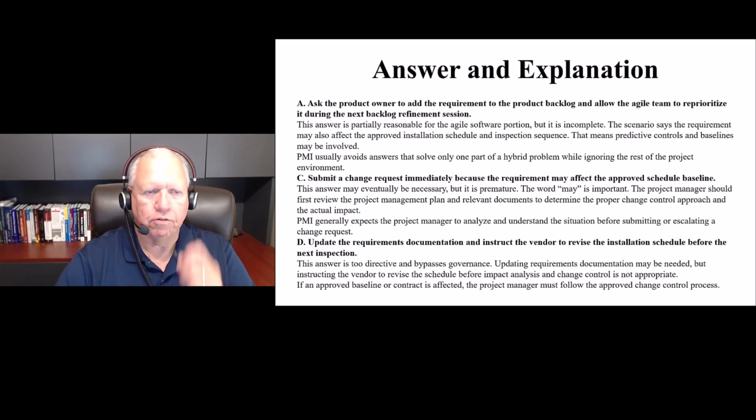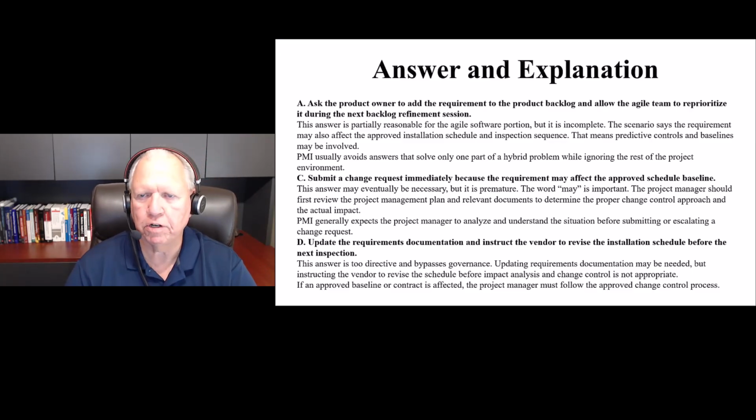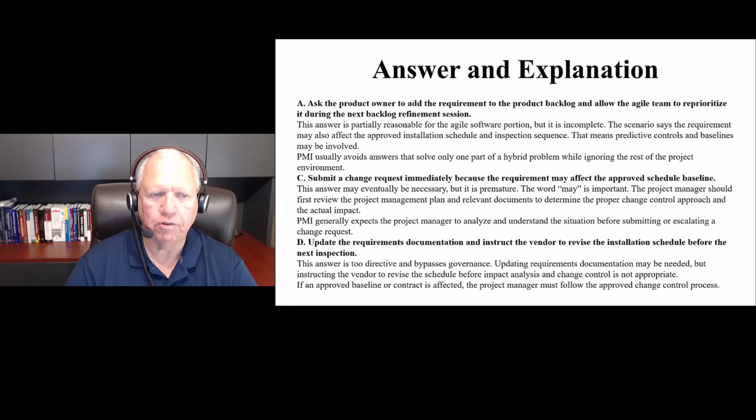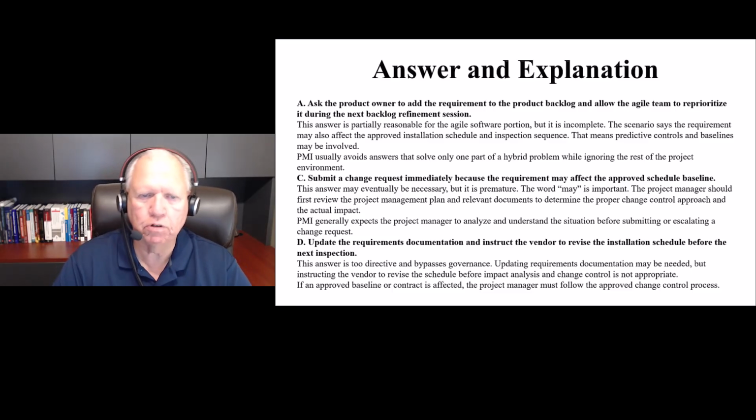Now let's look at the other answers. A, ask the product owner to add the requirement to the product backlog and allow the Agile team to reprioritize it during the next backlog refinement session. This answer is partially reasonable for the Agile software portion, but it's incomplete. The scenario says the requirement may also affect the approved installation schedule and inspection sequence. This means predictive controls and baselines may be involved. So PMI usually avoids answers that solve only one part of a hybrid problem. You want to look at something that's going to solve both sides of it.